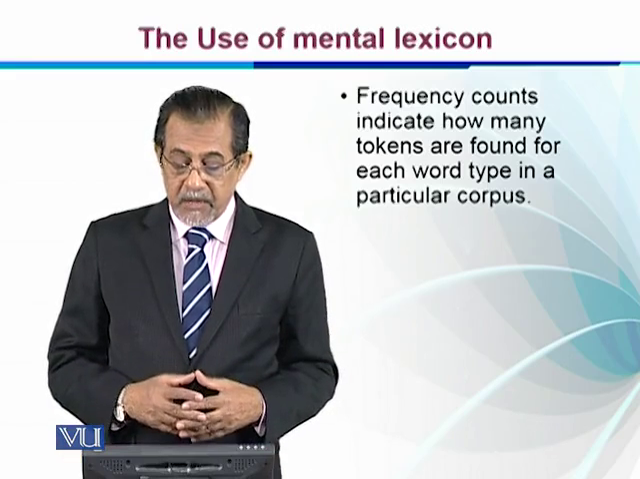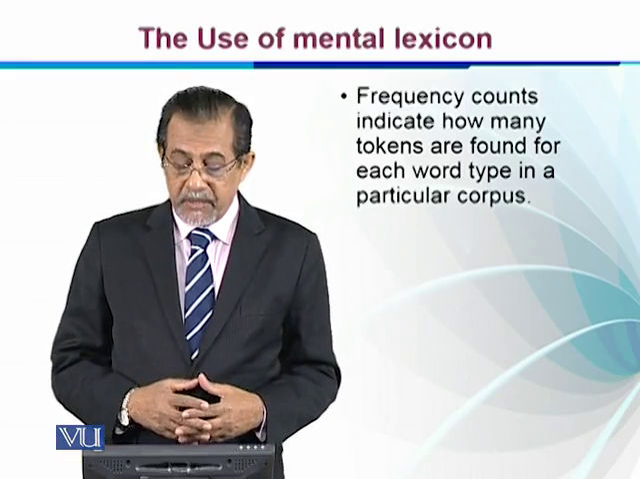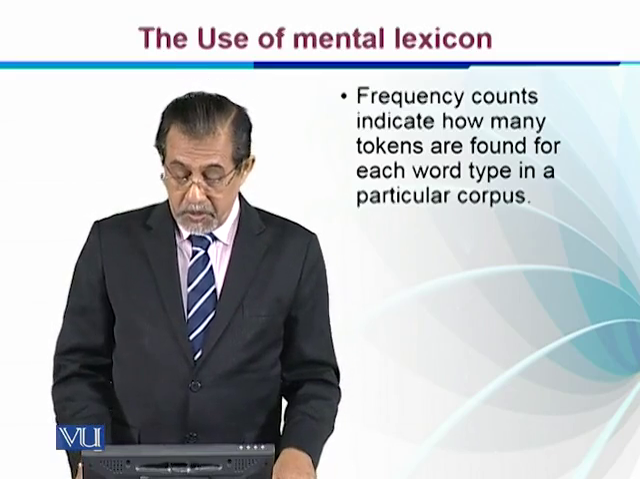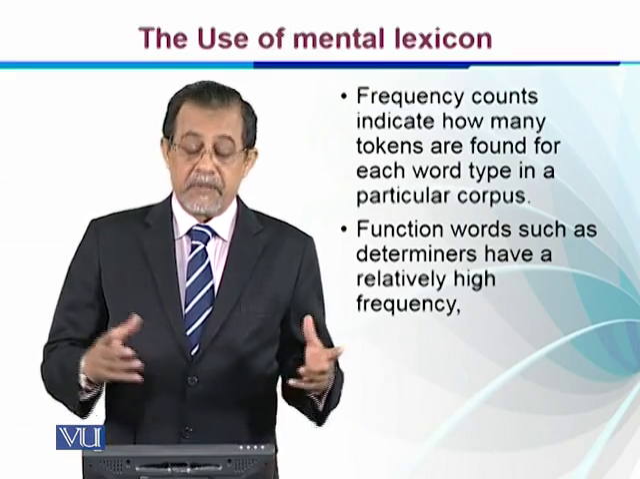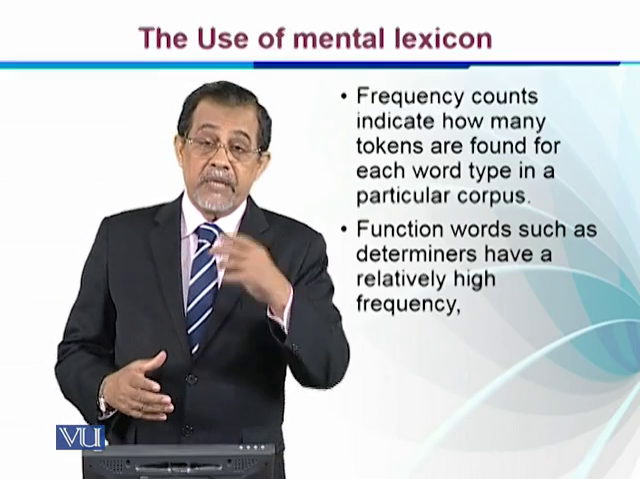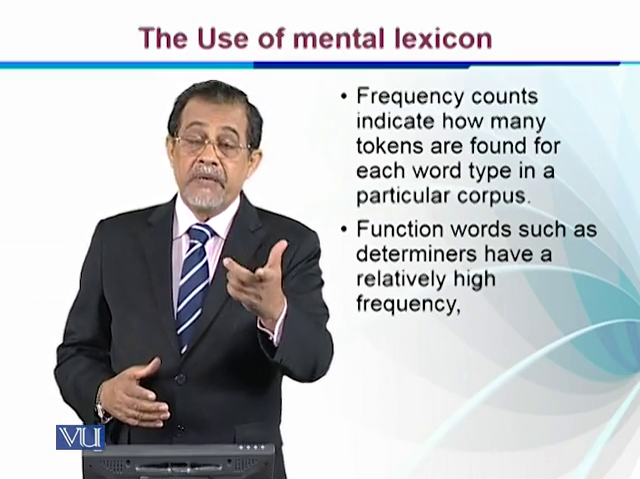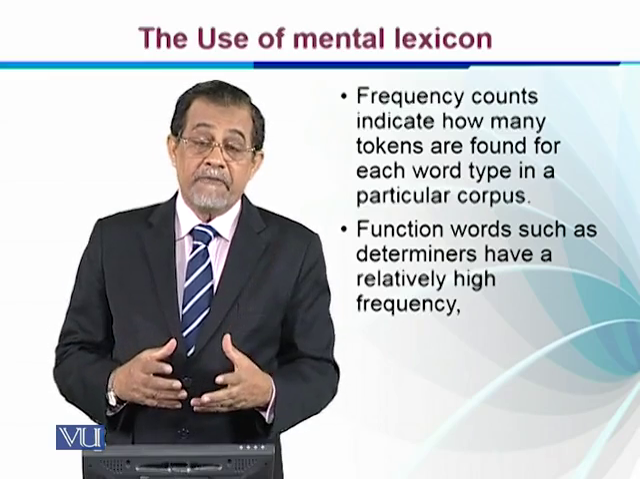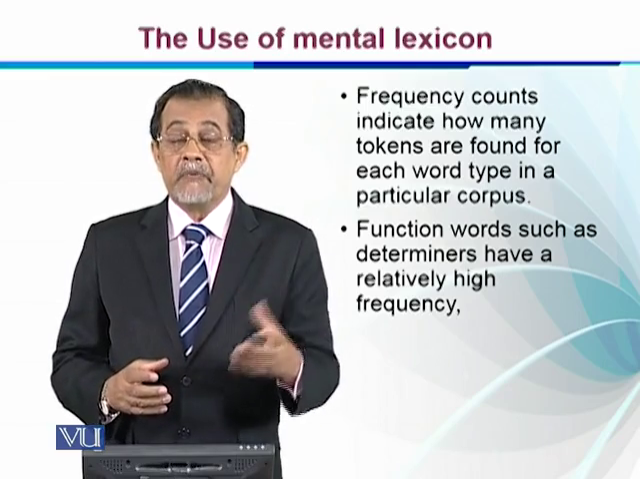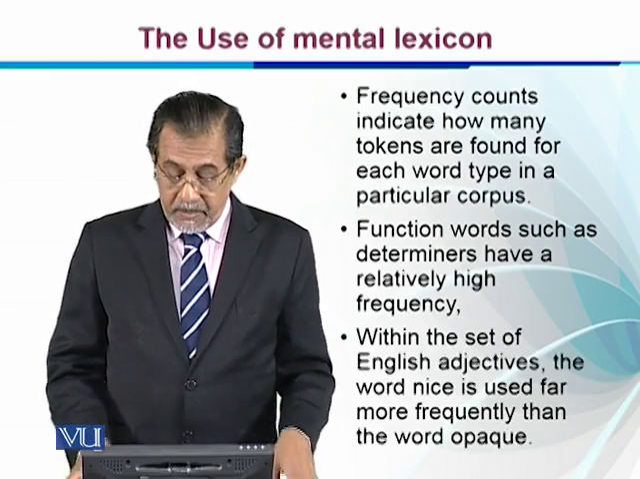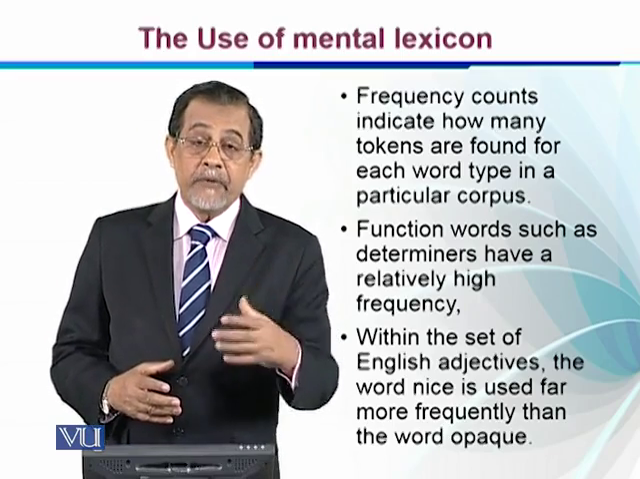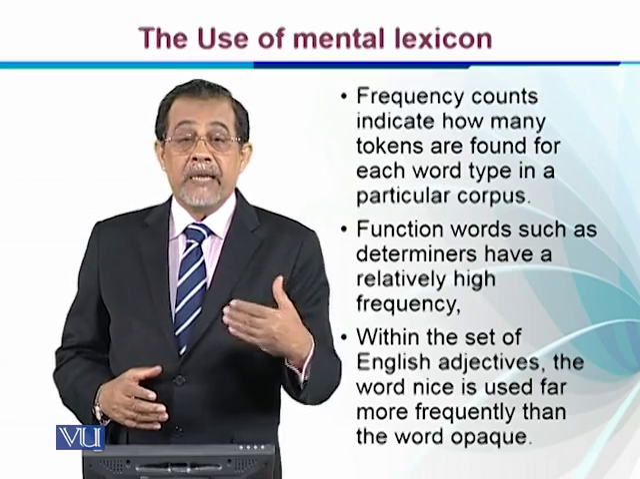Frequency counts indicate how many tokens are found for each word type in a particular corpus, how many times a word has been used. Function words such as determiners have a relatively high frequency. Obviously, just look at the determiner the. We use it quite frequently compared to other words. So there are many words which are used more frequently than others. Within the set of English adjectives, we use nice more frequently than a word like opaque.